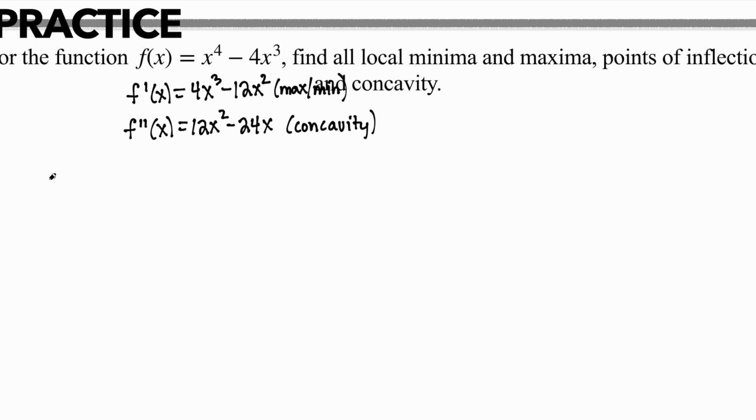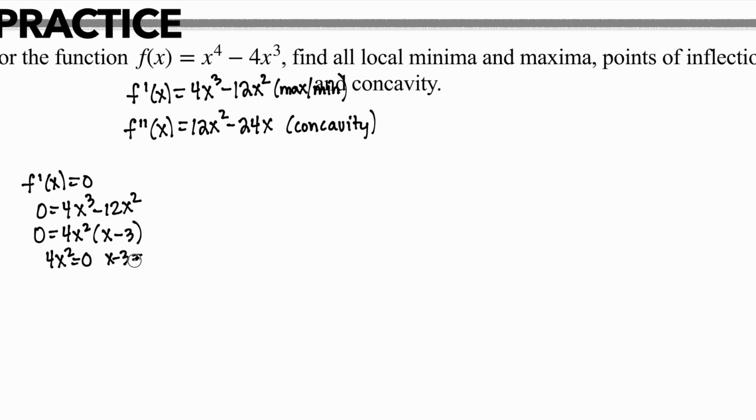So let's start with the first derivative. I'm going to set it equal to 0. I'm going to pull out a 4, and I can pull out 2 x's, and I'm left with x minus 3. So I will set them both equal to 0. I'll get x equals 0, and x equals 3. I could create a line test to show local max and min, but I'm going to go ahead and do the second derivative test.